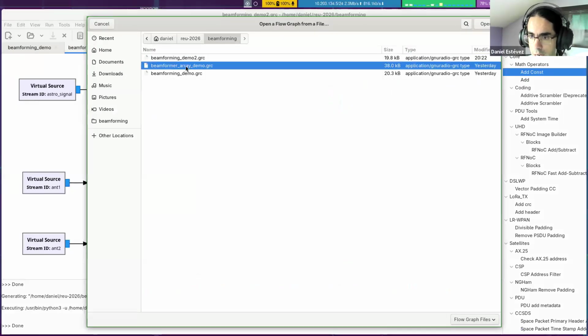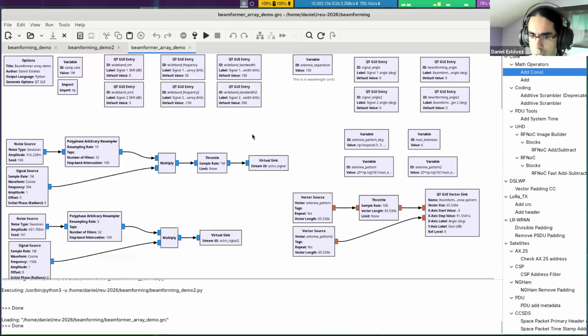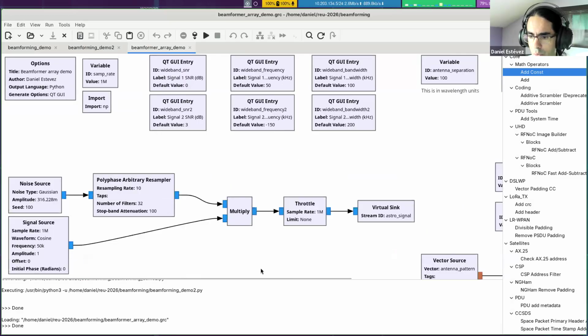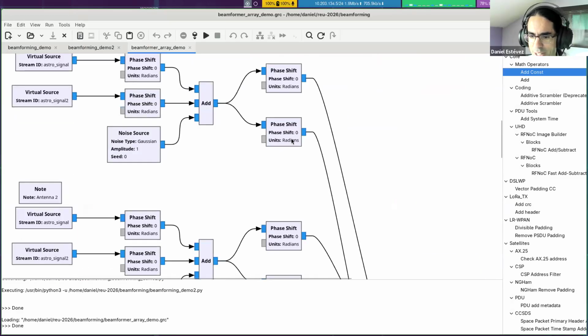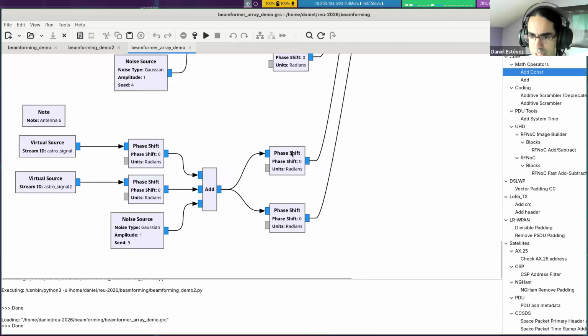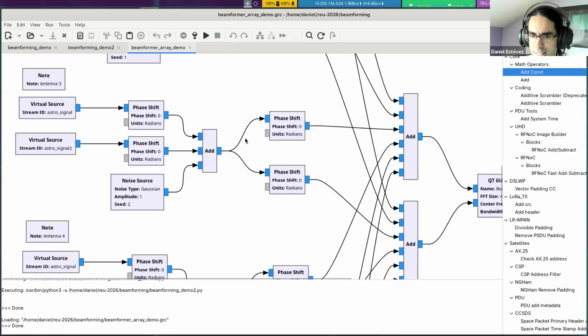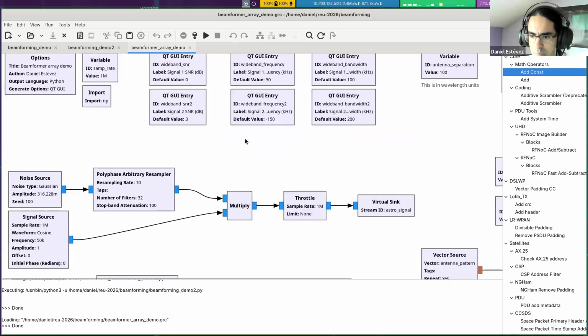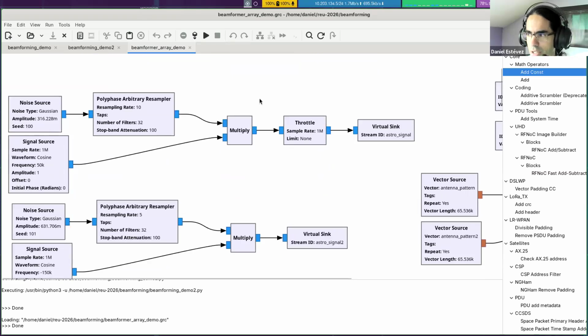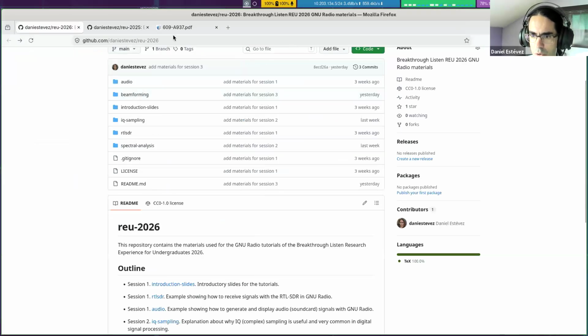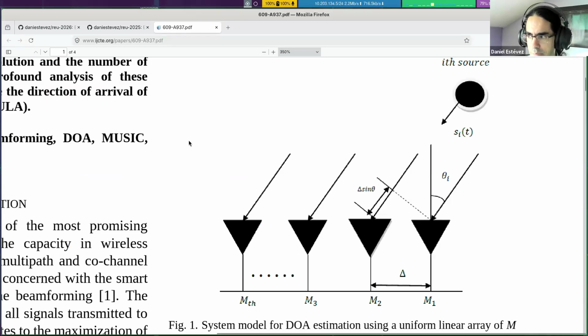It's a large flow graph, so I'm not going to make it in real time. You can see it's pretty large, and the reason it's pretty large is because it has 6 antennas. It's basically a lot of repetition. So I'm going to switch to the web browser and speak for a moment about what a linear array is.